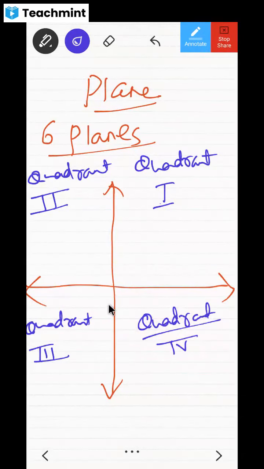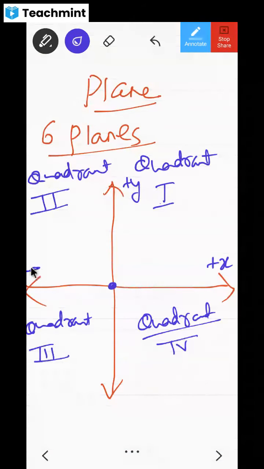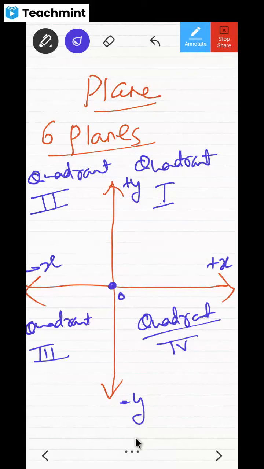Yes, sir. Okay. Now this is the origin. Now quadrant 1 is bounded by which axis? Quadrant 1 is bounded by positive x-axis and positive y-axis. Look at this. Now this quadrant 2 is bounded by negative x-axis and positive y-axis. Quadrant 3 is bounded by negative x-axis and negative y-axis. And then quadrant 4 is bounded by positive x-axis and negative y-axis. Is this understood? Yes, sir.